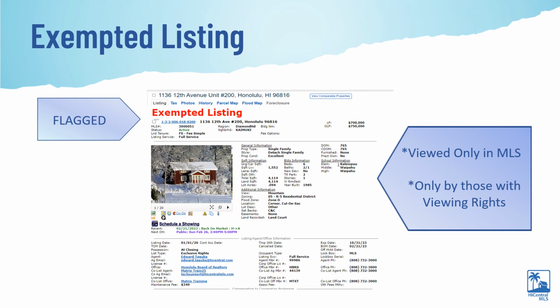Now let's see an example of how the exempted listing will be displayed. You'll notice it's clearly marked in red, exempted listing, at the top. Again, this listing can only be viewed within MLS and only by those with viewing rights.